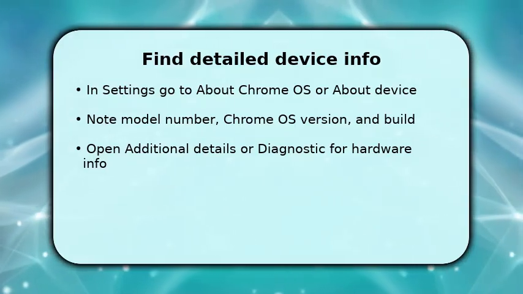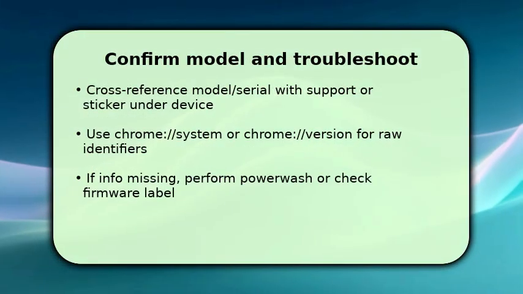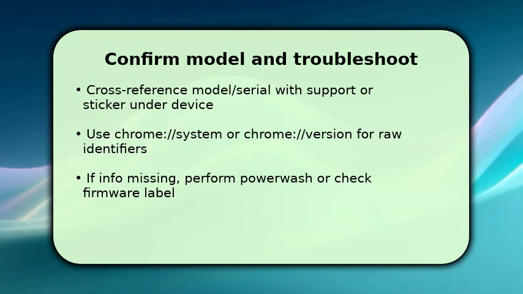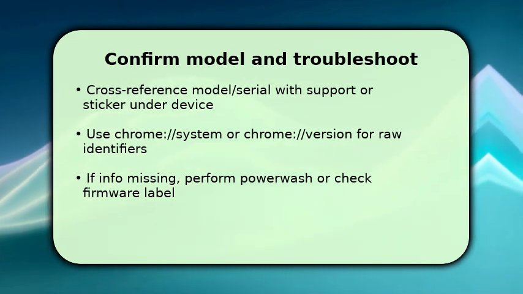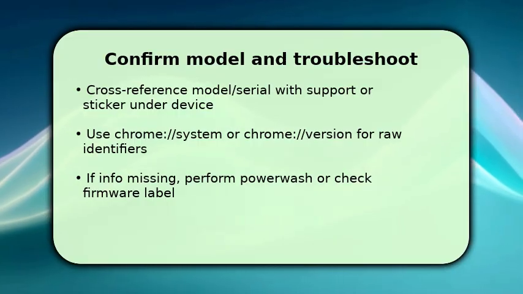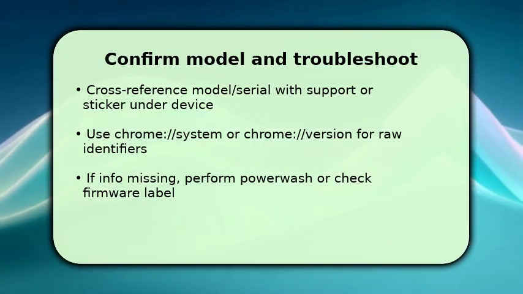Now confirm the model by matching the on-screen model and serial with any sticker on the underside or inside the hinge. This prevents mismatches. You can also open chrome://system or chrome://version for raw identifiers if settings seem incomplete.